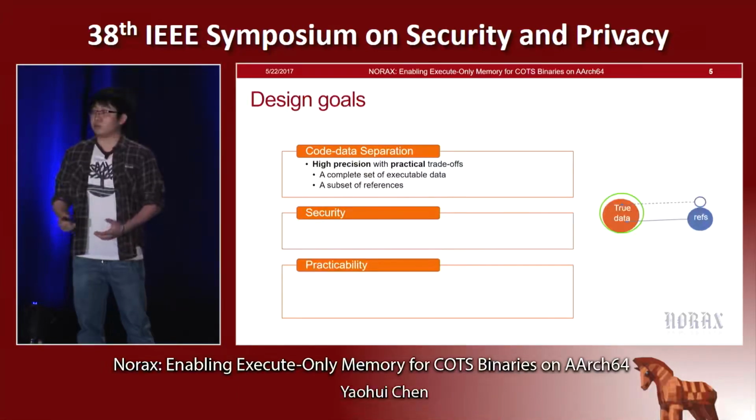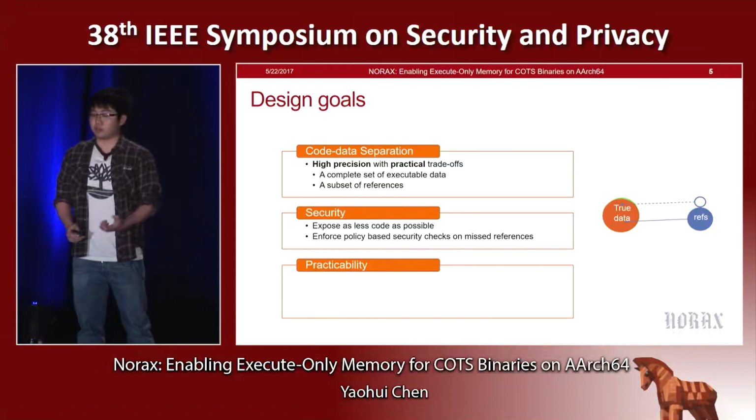In this figure, the green ring represents the data collection results that we want, but on the right side, this small blue-grayish ring actually represents the missed references. Because of these trade-offs, we also have the security goal such that we want to expose as little code as possible, meaning that this green ring should be very small.